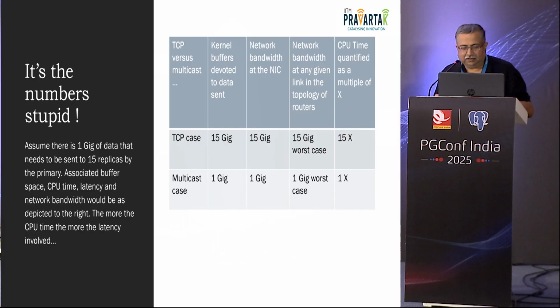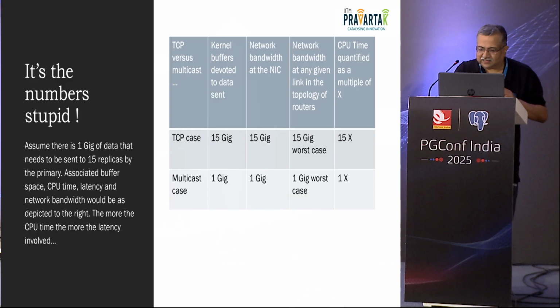right? So let's look at the numbers. Assume that 1 gig of data is being sent from a master to multiple replicas, or in the multi-master situation, they want to exchange the traffic, right? So either it be multi-master or it's a primary standby configuration. Assume that 1 gig of data is being sent to 15 different replicas by the primary. This is what will happen. On the right hand side, you see the TCP case, the kernel buffers will take 15 gig worth of buffer space.